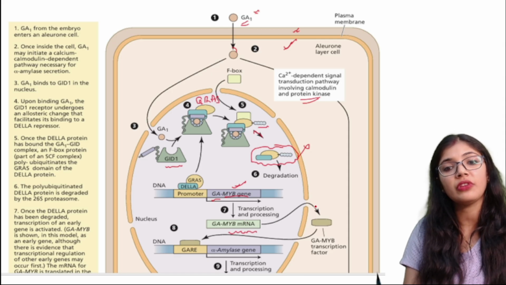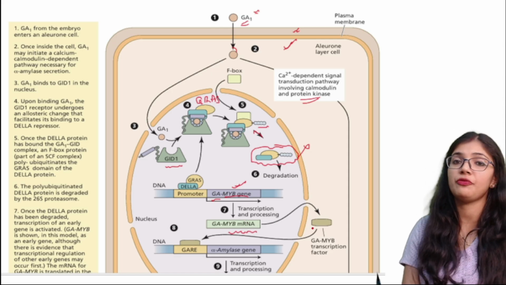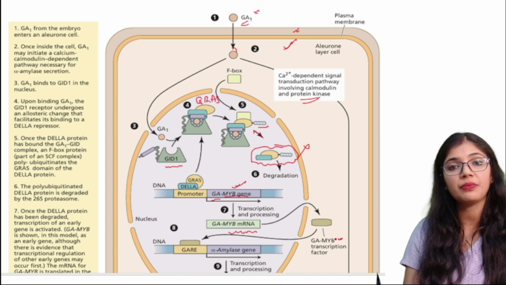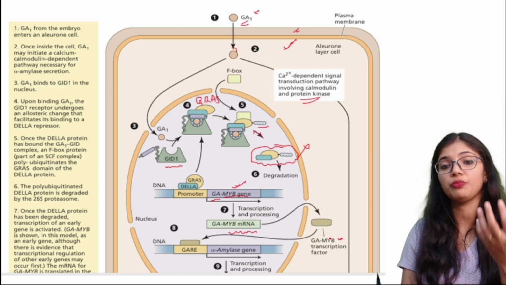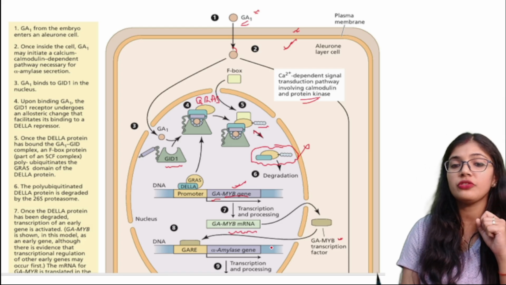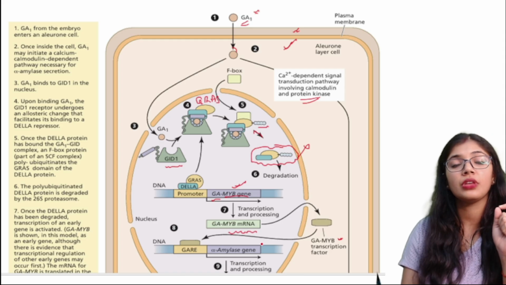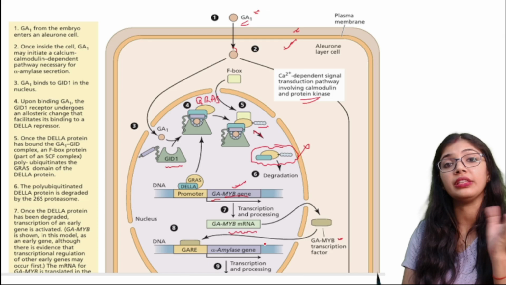And this is being transferred to the cytoplasm for the formation of protein. This GAMYB, which is a transcription factor, has some proteins and needs to be transferred again to the nucleus because it is a transcription factor. It is required for the secretion of some other gene.